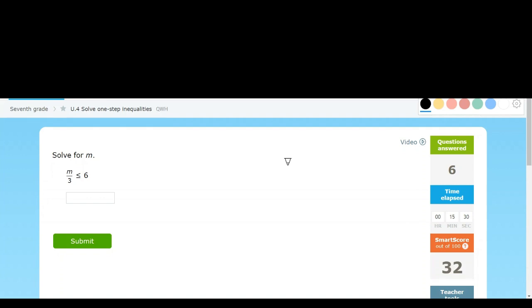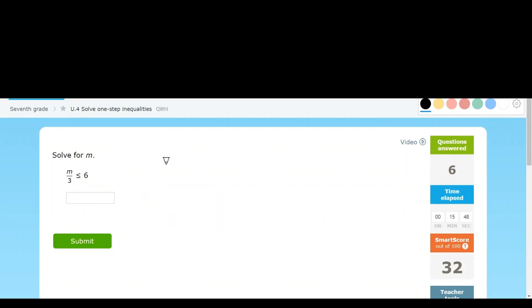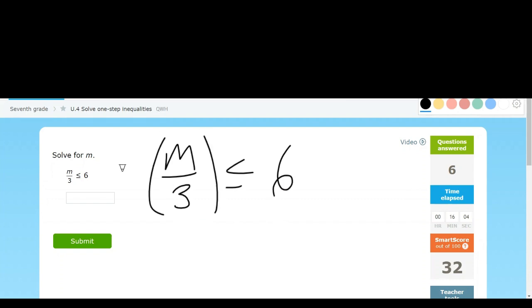Let's do this next one together. Remember what this symbol means? Yep, it's the less than or equal to symbol. What are we doing to the m here? Well, we're dividing it by 3. So you would read this as m divided by 3 is less than or equal to 6. Well, we're dividing by 3 here, so what's the opposite of dividing by 3? Well, it's multiplying by 3.